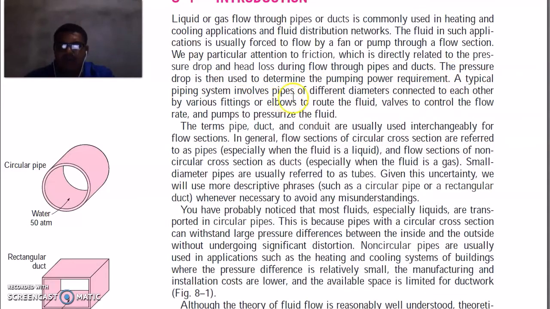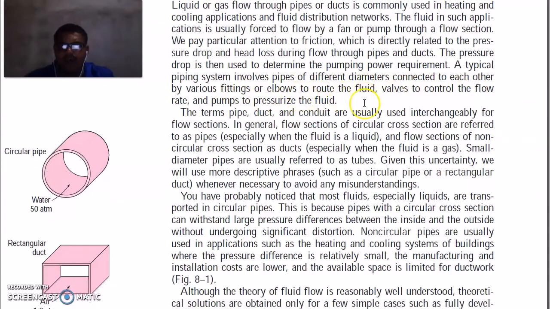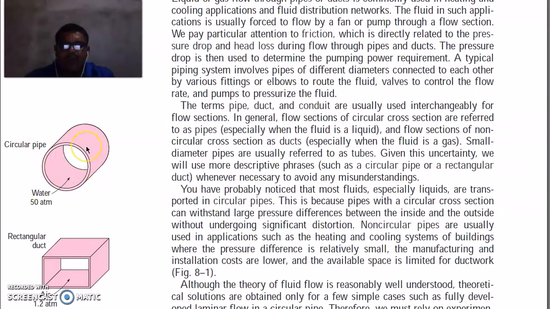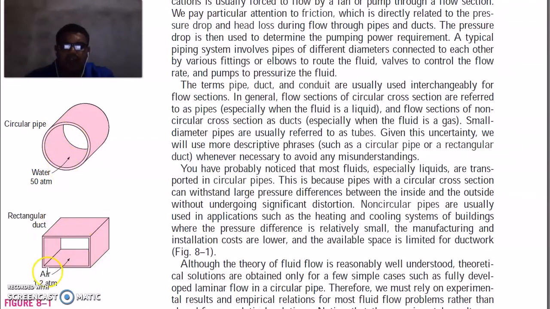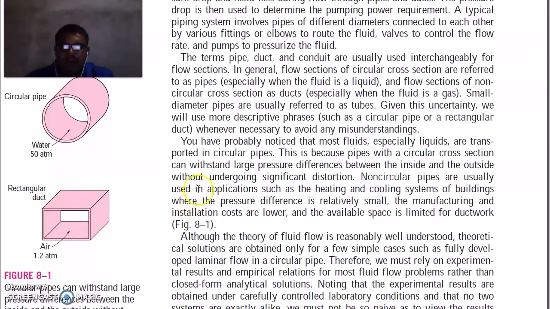A typical pipe system involves pipes of different diameters connected to each other by various fittings and elbows. You can see here we have circular pipes, which are used for water flowing at high pressure, and we can use rectangular ducts, which are used for air, which is at lower pressure. You may probably notice that most fluids, especially liquids, are transported in circular tubes.